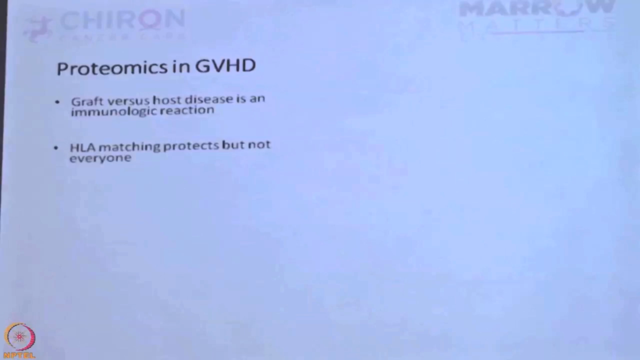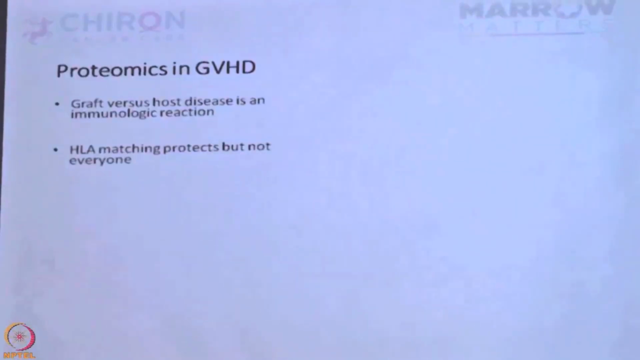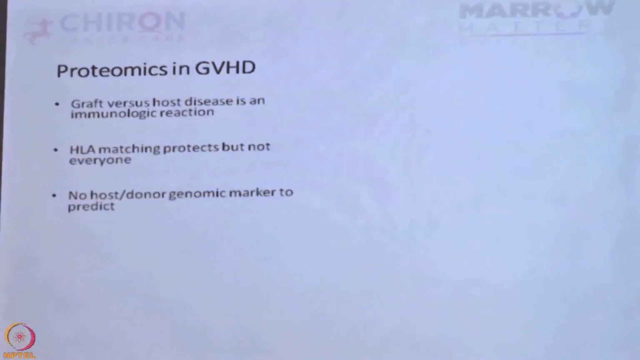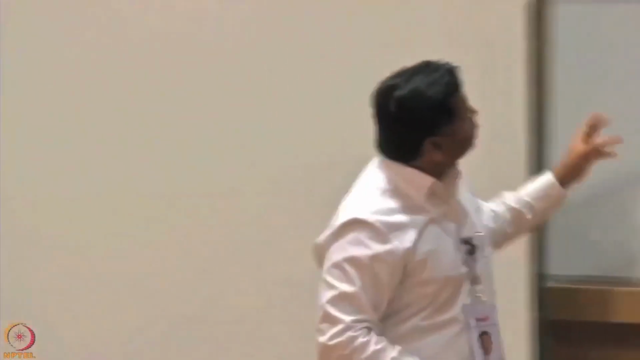We ensure that the patient and donor are as well matched as is possible, but still it does not really protect everyone, and there is absolutely no genomic marker which can help us predict that yes, this patient is at a higher risk, or this donor recipient pair is at a higher risk of GVHD. There is no genomic marker. Late diagnosis, like I said, leads to mortality.